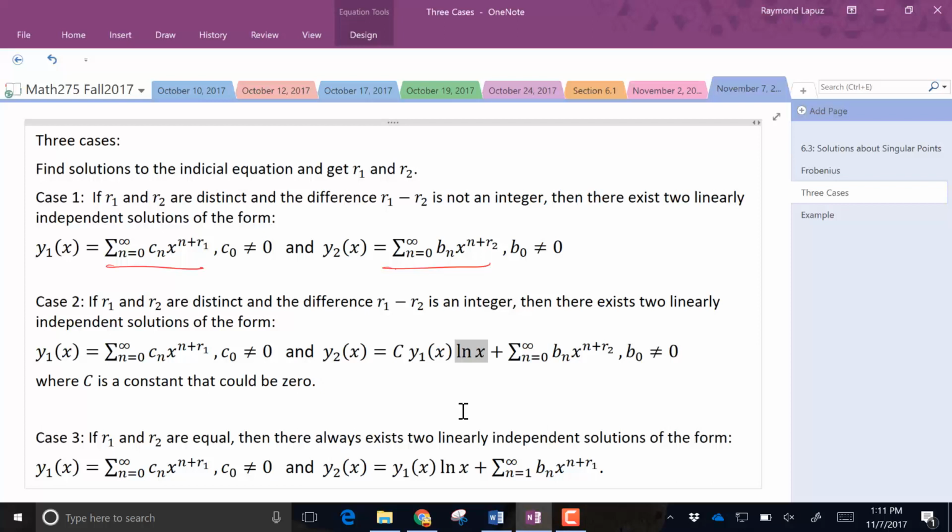I guess the third case is that if they're equal, then there exist 2 linearly independent solutions, and the 2 solutions get a little bit more complicated, get kind of twice as complicated. It takes the complication for the first one and the second one, puts it together, so now it's like 3 times as complicated. That's not good math. No, yeah.